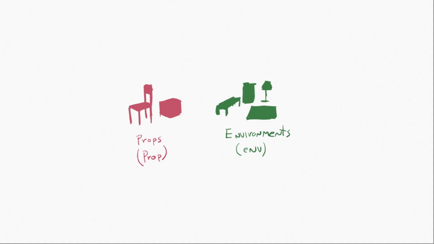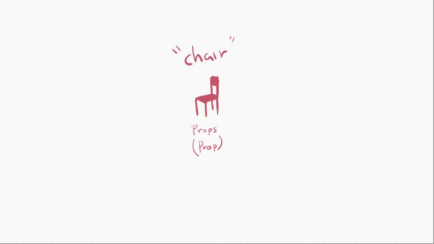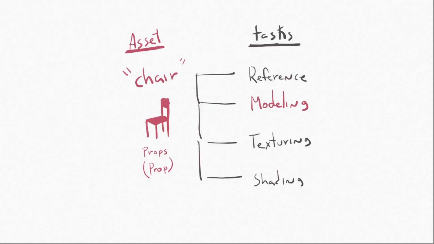But let's focus first on props and environments for the example. To begin with, let's take a look at a prop, and this prop is going to be a chair. What happens with that chair, which is an asset, is that we're going to need some reference, then we're going to need to sculpt it, texture it, and then do some shading, right? So to begin with, let's focus just on the modeling task.